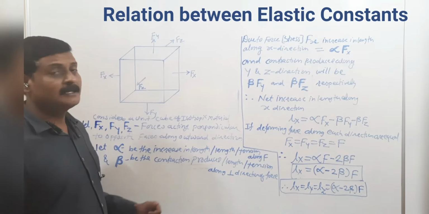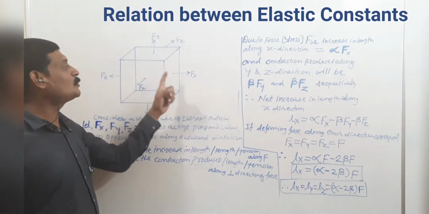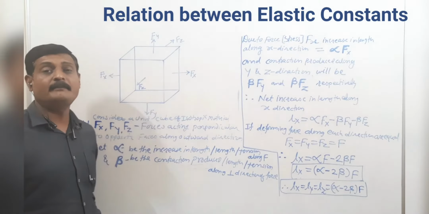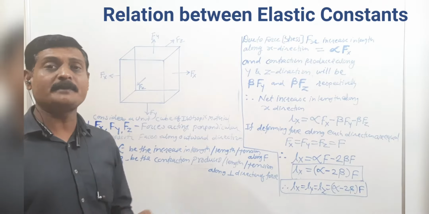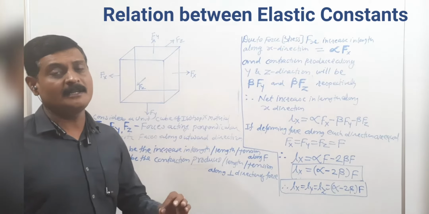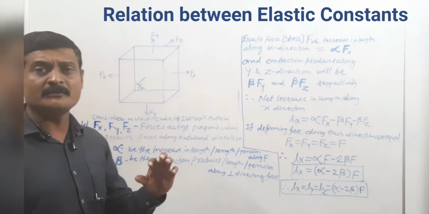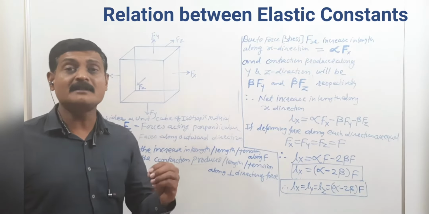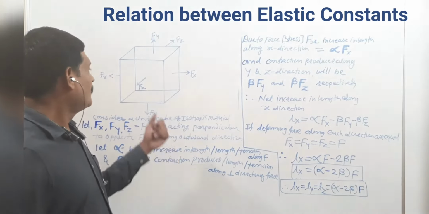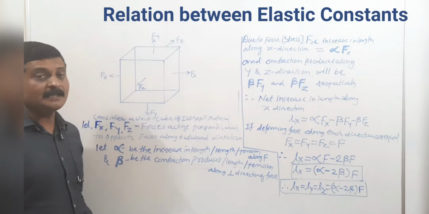For that, consider a unit cube of isotropic material. This is a cube made up of isotropic material. Isotropic material means a material which follows the same properties in all possible directions. That material is called isotropic material, or we can say, shortly, it's a uniform material. So this is a cube of isotropic material.